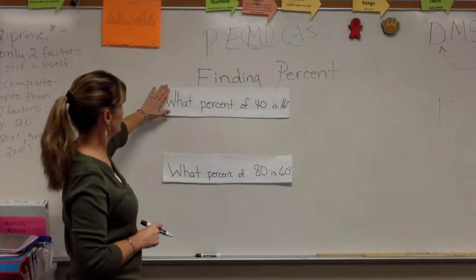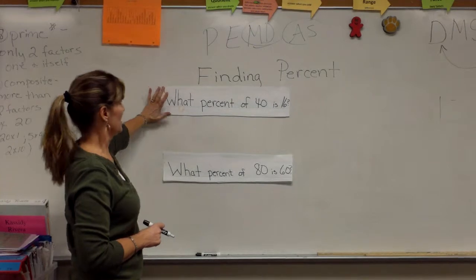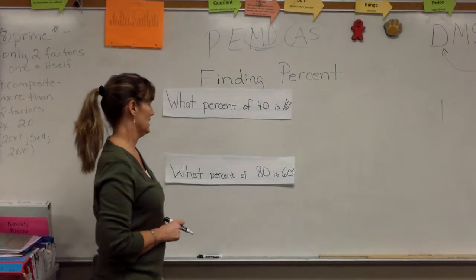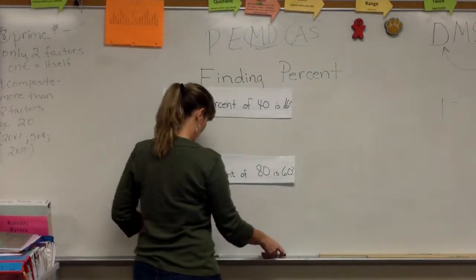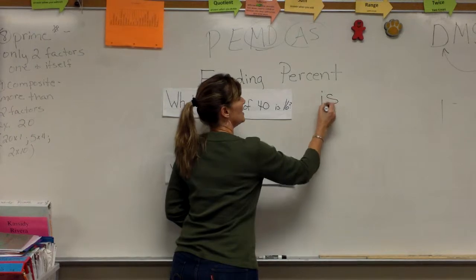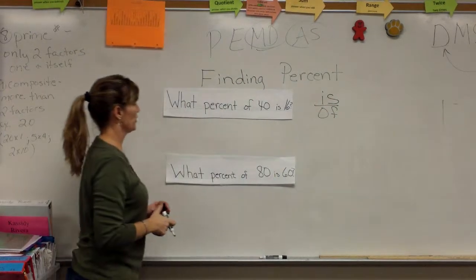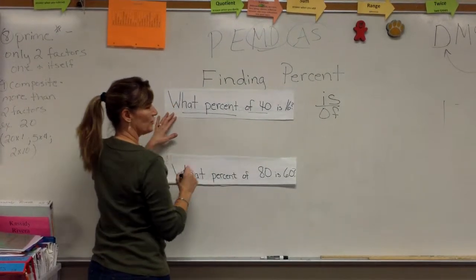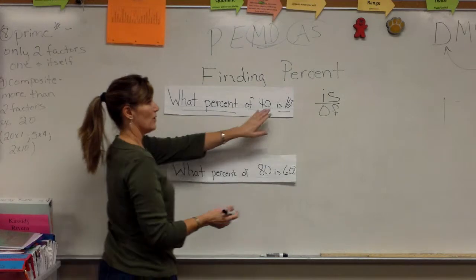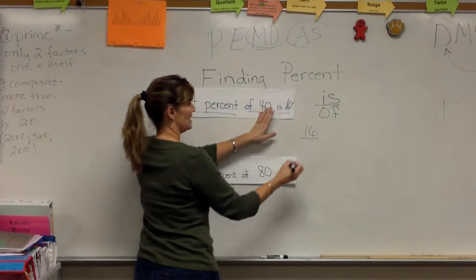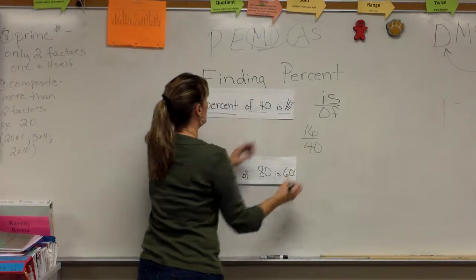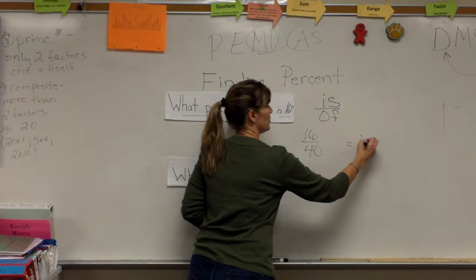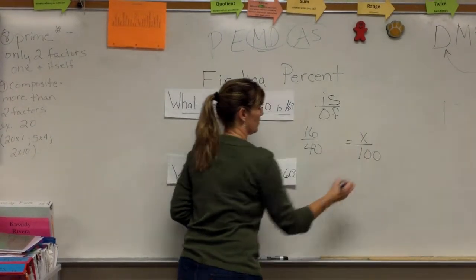So today in finding percent, we're going to start with a sentence here, and it says, what percent of 40 is 16? You need to know that you always put is over of. That's real important. I'm looking for a percent of 40 is 16. So my is 16, of is 40. When I'm looking for a percent, I know percent is based on 100. So I'm going to put equals x over 100.